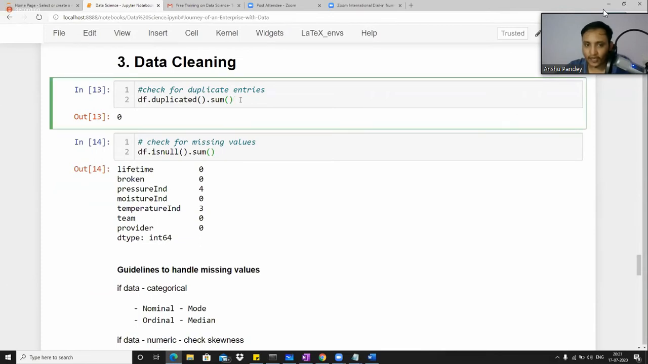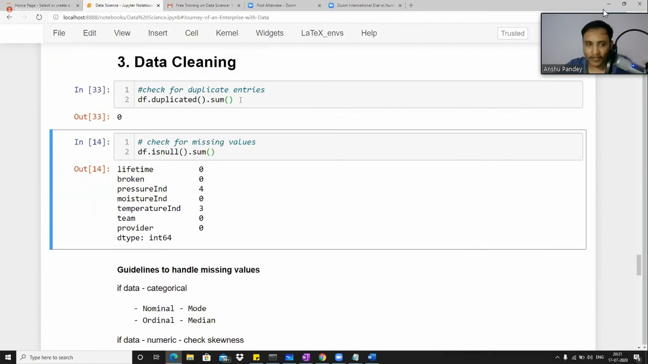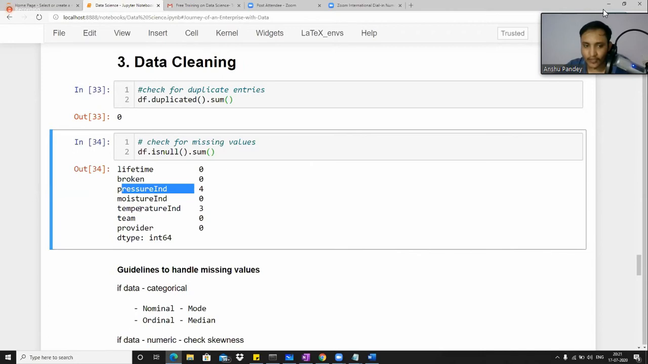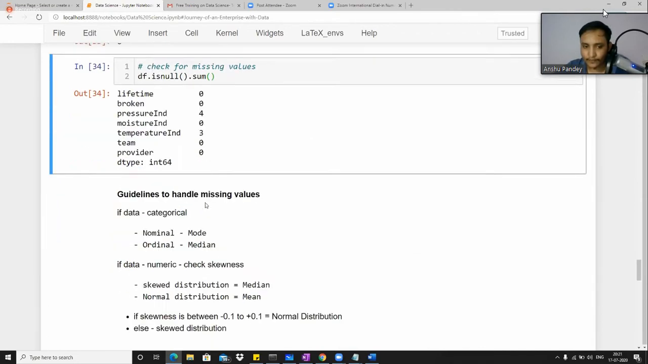Right, then we talked about the data cleaning part, which is where we take multiple steps. First is checking for duplicate entries, right? So df.duplicated.sum is helping us identify how many rows are duplicate. We identified 0 rows. We checked for missing values. We found that pressure has 4 missing values and temperature has 3 missing values, right? So these are the missing values in the data.